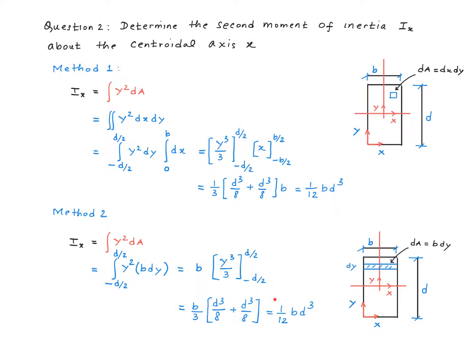So what's the easiest way to remember this? Well, b here is the dimension parallel to the axis about which we are seeking the second moment of inertia. And d, the dimension that is being cubed, is the dimension perpendicular to that axis.